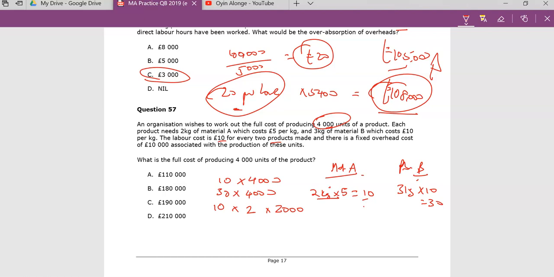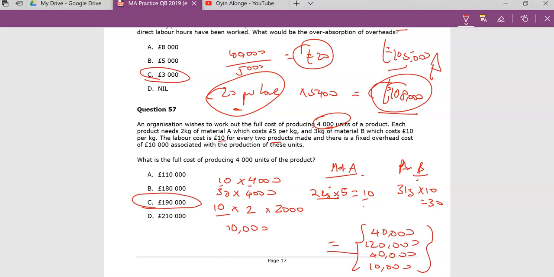And then there's a fixed overhead associated with the production, and that's just 10,000. So let's see how this works out. That's 40 times 10, and that's 40,000. Yes, that's 40,000 there. And here I have 120,000. And then I have here another 40,000. And here I have 10,000. So I add all these together, and that takes me nicely to 190,000.